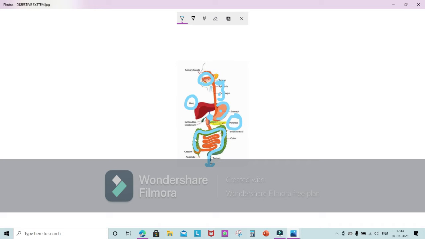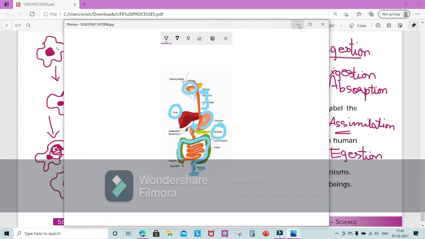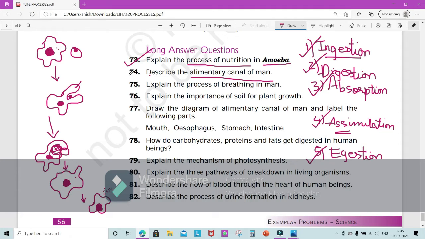In the large intestine, what happens? In the large intestine, the final absorption of water takes place. Mainly water absorption. But the feces and all of the waste product is stored in the rectum and removed out of the anus. Okay. So I hope that this one was clear. Yep. Alimentary canal of man, done.